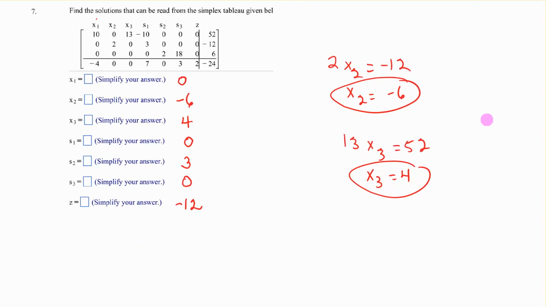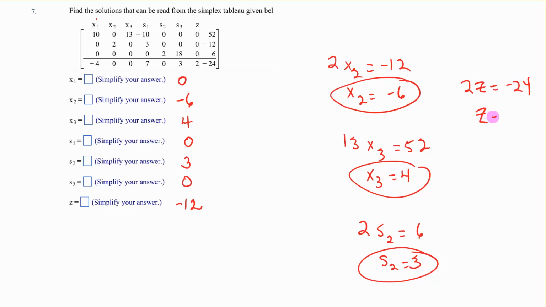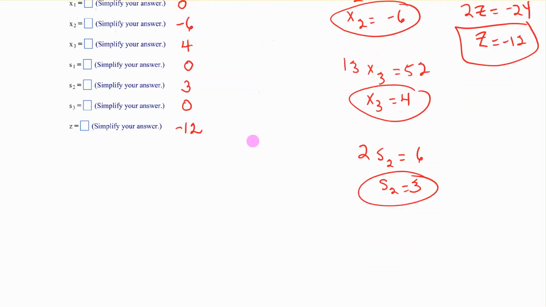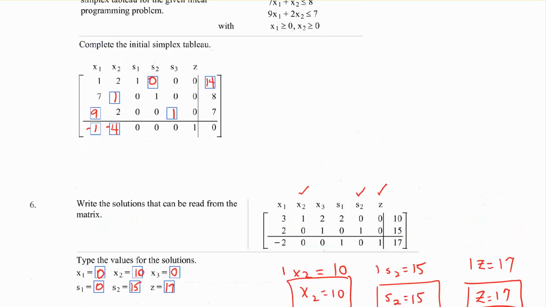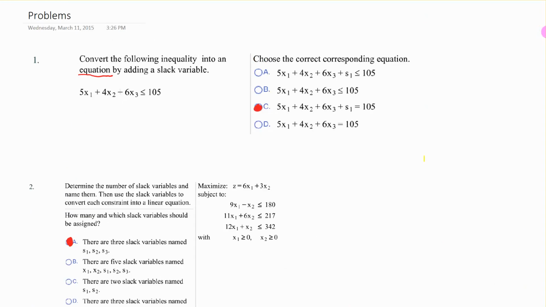s1 is going to be 0. s2 has all zeros and a 2 there, so 2s2 is equal to 6, so s2 is equal to 3. s3 is going to be 0. And then for z, we have 2z equals -24, so z is -12. That's how we filled in that. I think we are ready to set up a problem, and then we'll continue in the next section on solving.